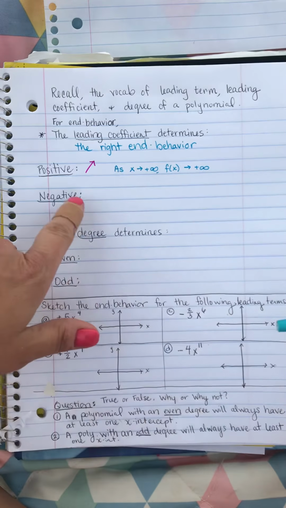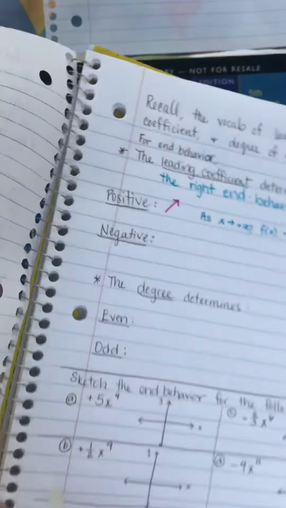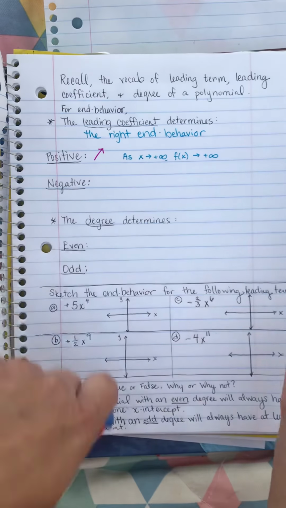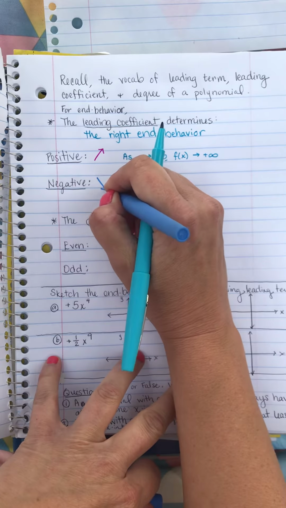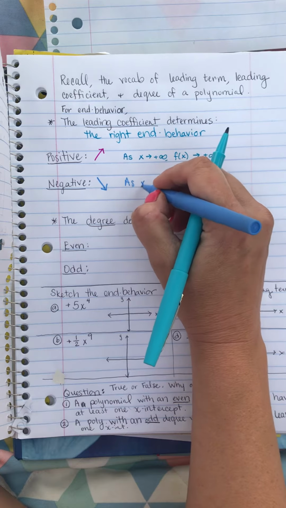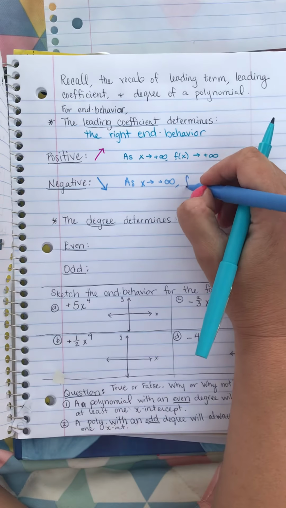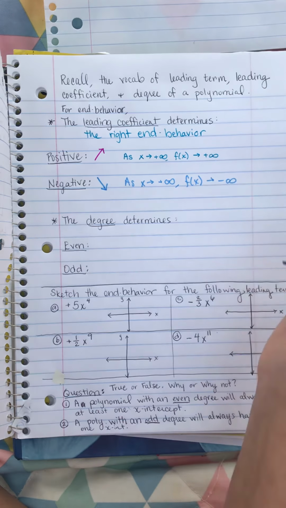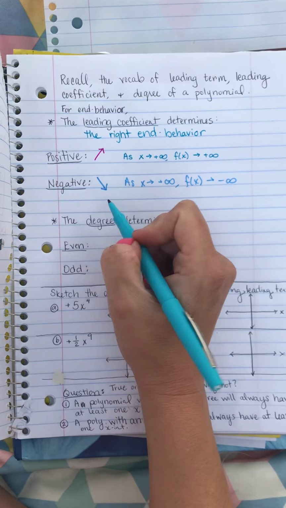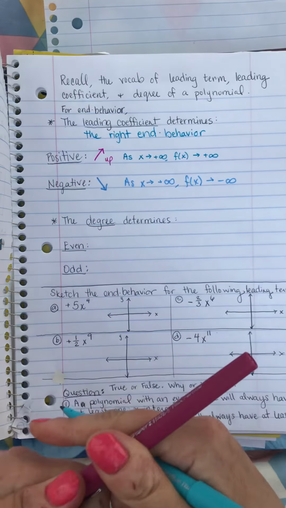Now, what about if your leading coefficient was negative? Okay, so now if it's negative, all that's saying, your leading coefficient being negative, says that your y value is going to go down. So that says as x approaches positive infinity, so that's on the right-hand side, your graph is going down. F of x is going to negative infinity. So it tells you your right end behavior. It tells you whether it's going up or it's going down. Maybe I should write the words up and down.